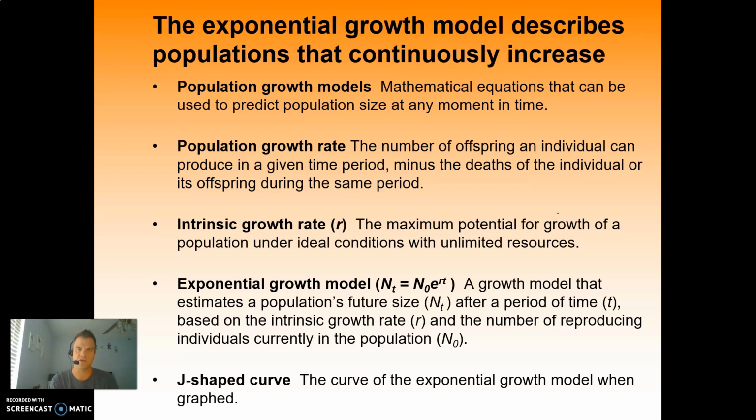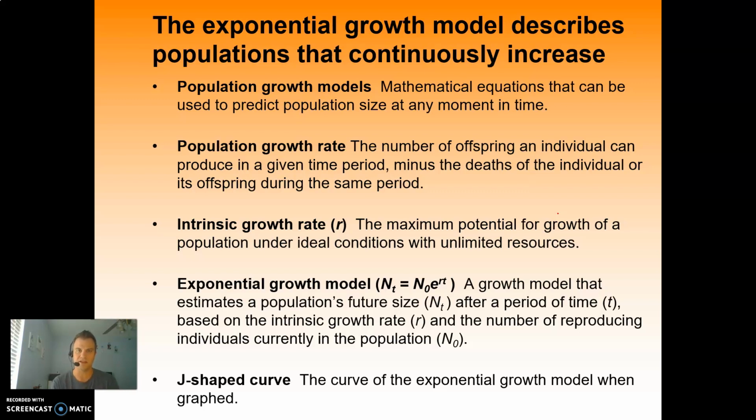All right, so the exponential growth model, which is what we're going to be talking about here, describes populations that continuously increase. Basically, there's nothing that could stop the increase of this population. It's not really realistic because all populations have a maximum number, but this is just assuming that it would grow over time. So population growth models, what are they?